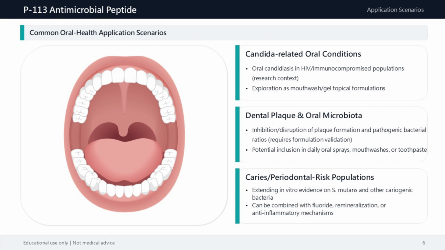So, where can we actually use P113? The application scenarios are broad. For immunocompromised individuals, it could be a vital tool in managing oral candidiasis through specialized sprays or gels.